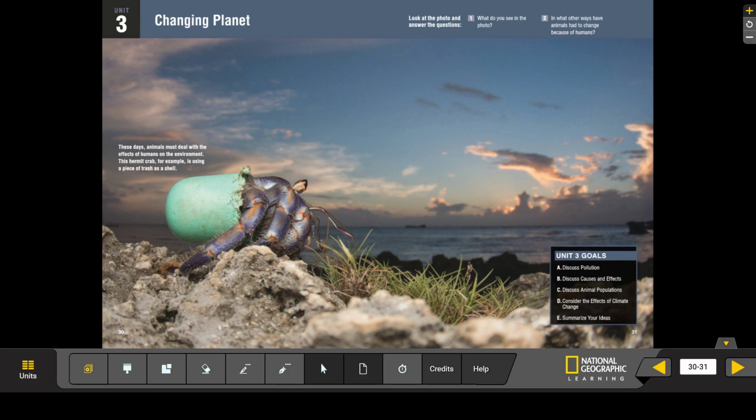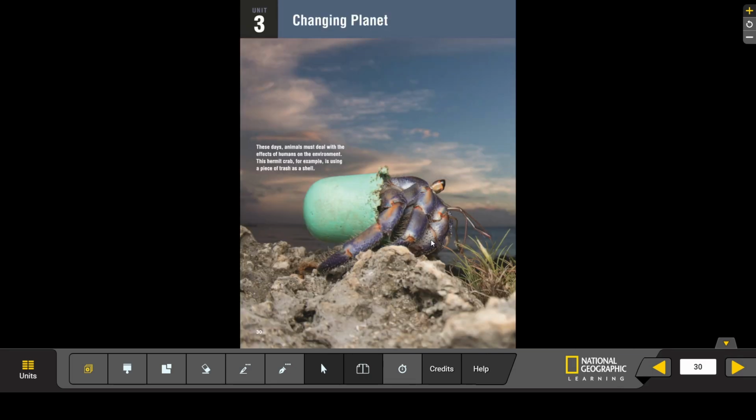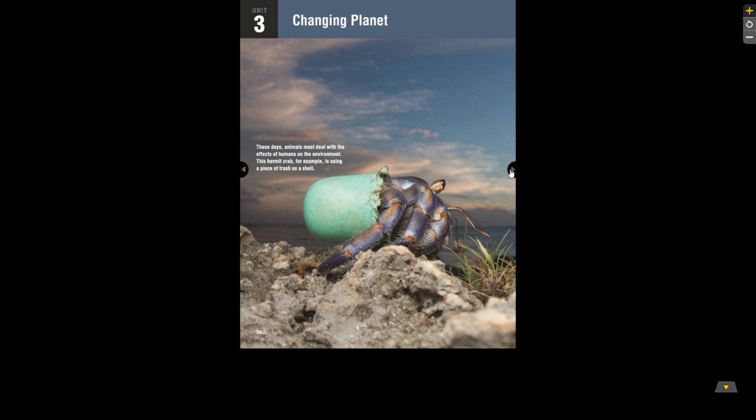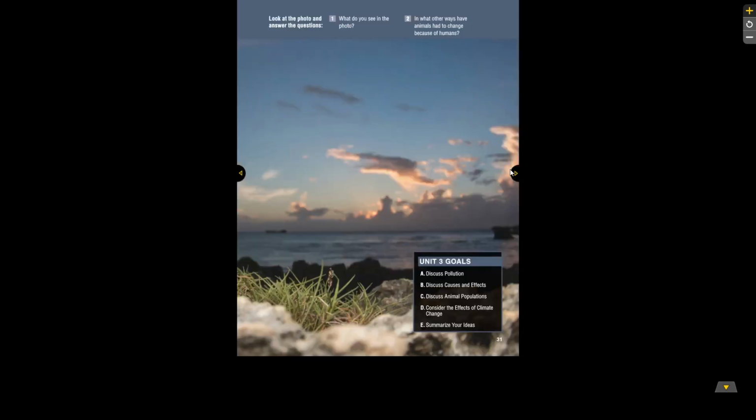All right, so if you do have the book, you should be on page 30-31. This is what it looks like. I will now change it by first going to single page and minimizing this tab. Okay, so these are the pages. I will leave this here for just a second so you can see what will be covered in the unit.